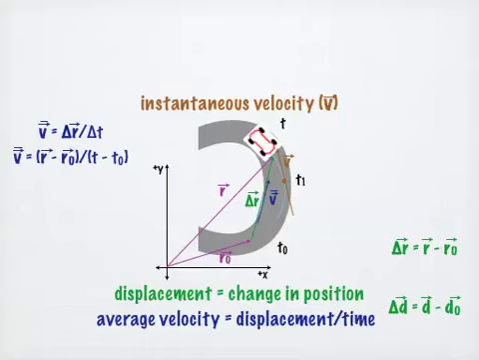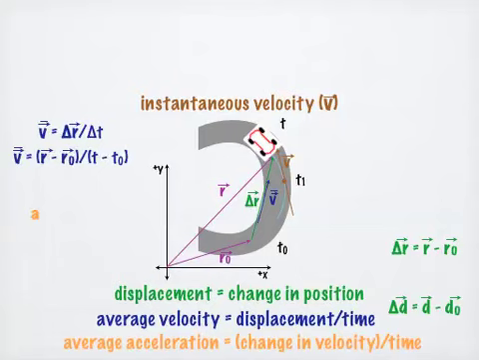Finally, average acceleration, just as in one-dimensional motion, is the change in the velocity over time. The direction of the average acceleration vector, therefore, is in the same direction as the change in the instantaneous velocity. So displacement, average velocity, and average acceleration have the same basic definitions in two-dimensional motion as they do in one-dimensional motion.